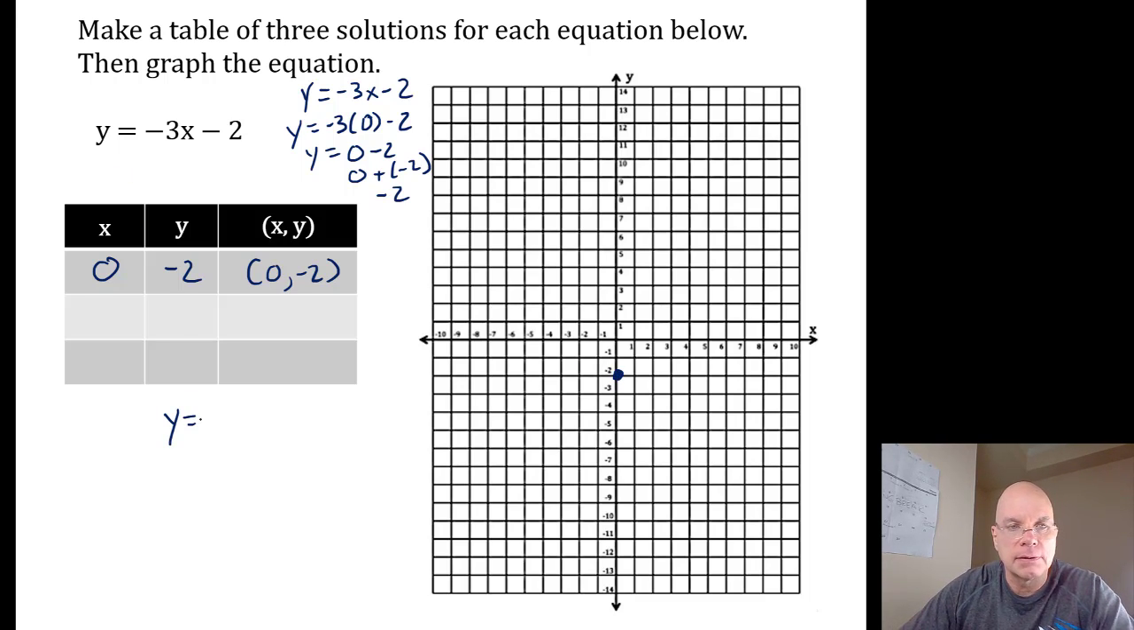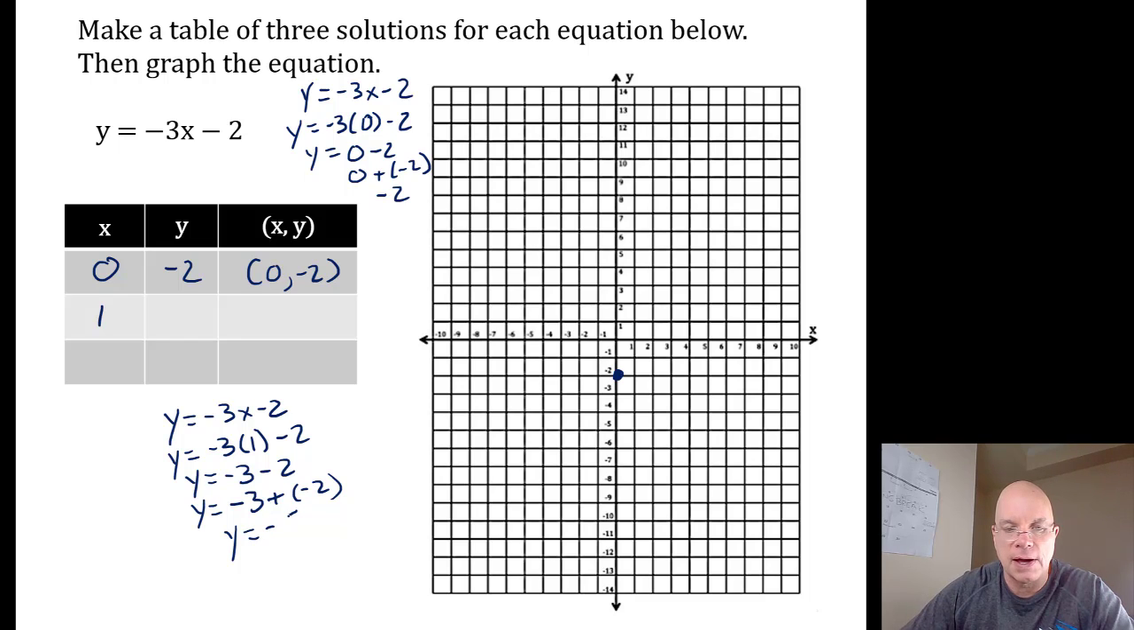I'm going to rewrite the equation and substitute a value of 1. Y equals negative 3 multiplied by 1 minus 2. So y equals negative 3 minus 2. I'm going to change that to addition. Subtracting is the same as adding the opposite. So y equals negative 5. So when my input is positive 1, my output is negative 5. 1, negative 5: 1 to the right, and down 1, 2, 3, 4, 5.